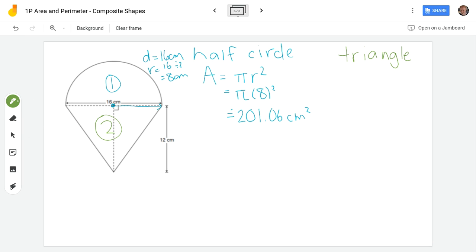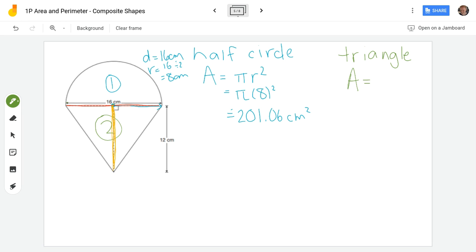Now for the triangle, we need the base of the triangle, which would be all the way across here. Remember, the base has to be perpendicular to the height. It needs that 90-degree angle. So the base is right... Maybe I'll use a different color. Red shows up a little better. So the base of this triangle is right here in red. And then the height is right here because they're perpendicular to each other.